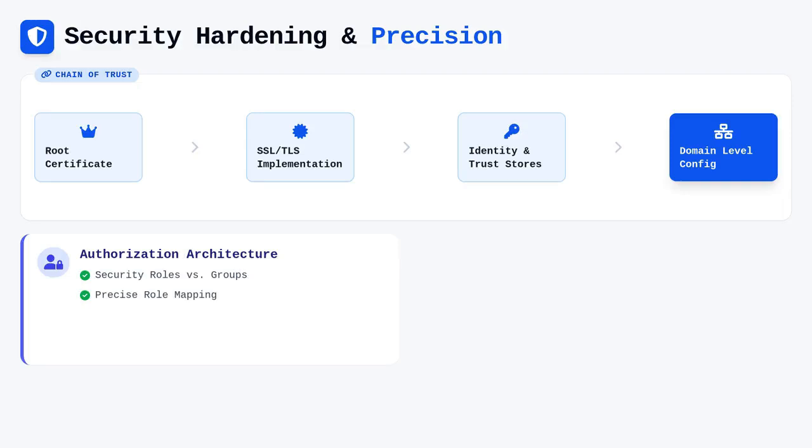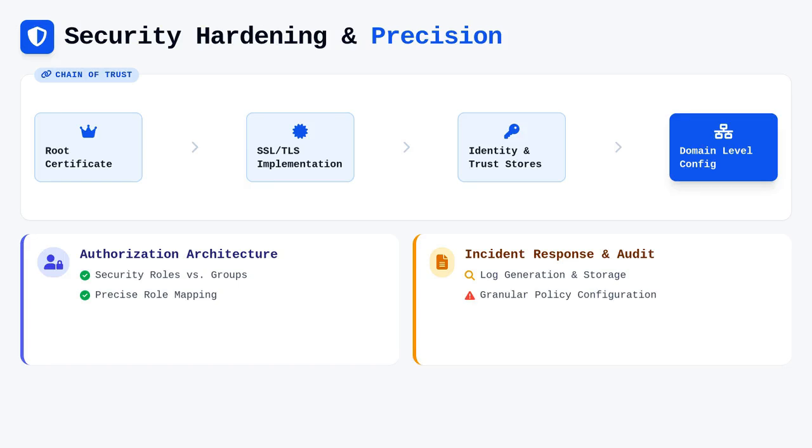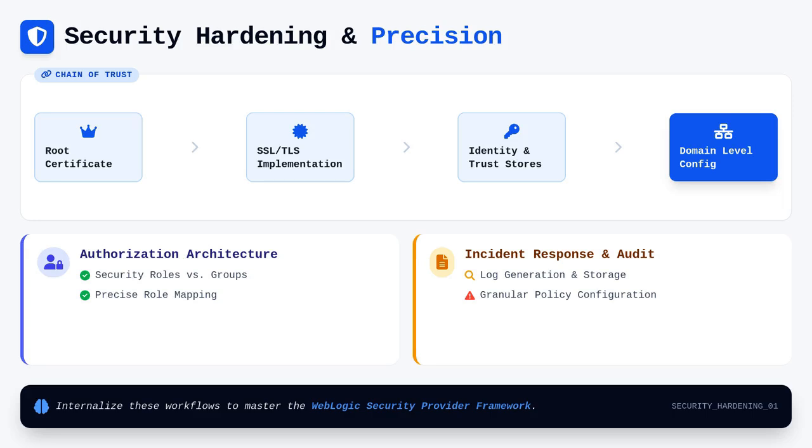tested in authorization scenarios. When thinking about auditing, consider how log files are generated and where they are stored, as this relates directly to your ability to perform incident response. A common pitfall is misunderstanding the scope of an audit policy. Always remember that auditing is granular and must be explicitly configured to capture the correct events. By internalizing these security workflows, you can approach the more abstract security policy questions with a clearer understanding of how the WebLogic security provider framework actually executes requests.